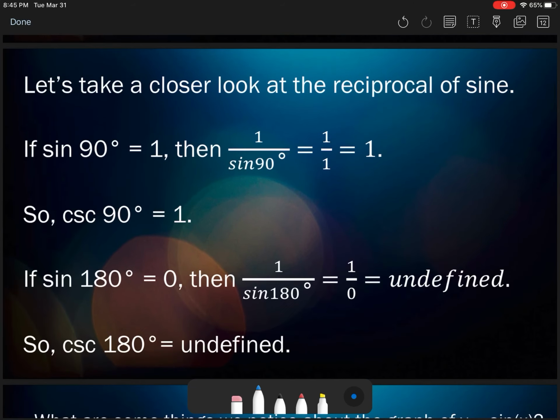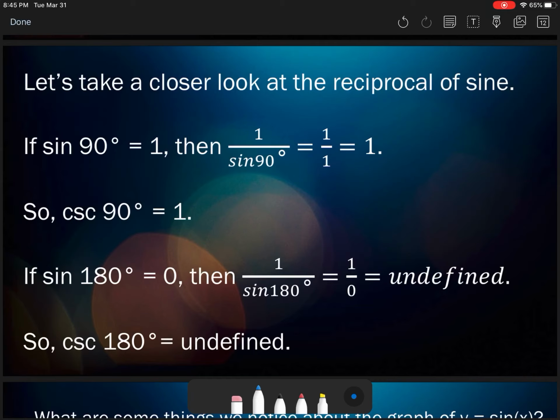Let's take a closer look at just the sine function. Okay, so I have a couple of different degree measures here. First thing we're going to look at is the sine of 90 degrees. The sine of 90 degrees is equal to 1. Okay, if you don't remember that from the chart that I encouraged you to memorize, plug it into the calculator and you'll know that the sine of 90 degrees is equal to 1. All right, so now in terms of its reciprocal, 1 over the sine of 90 degrees is going to be 1 over 1, and that equals 1. So therefore, cosecant of 90 degrees is also going to be 1.